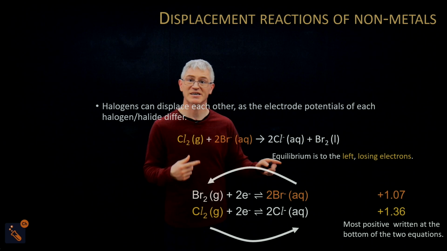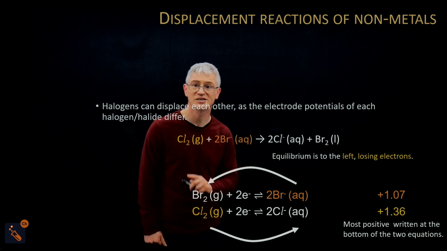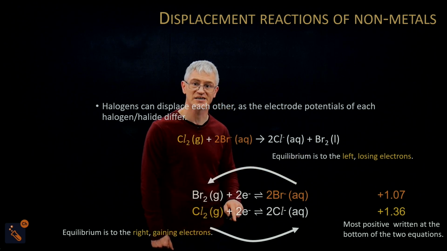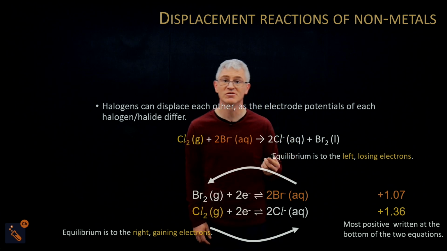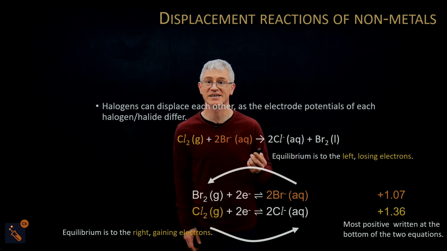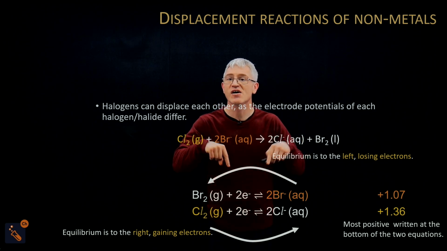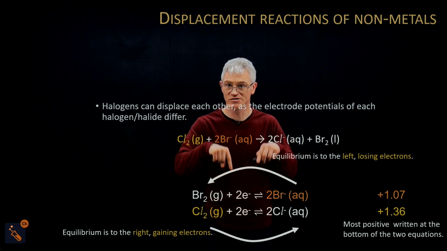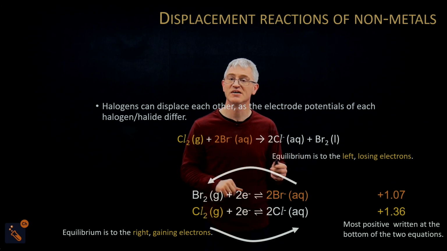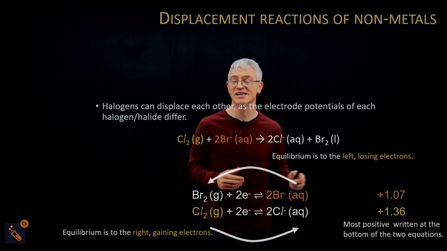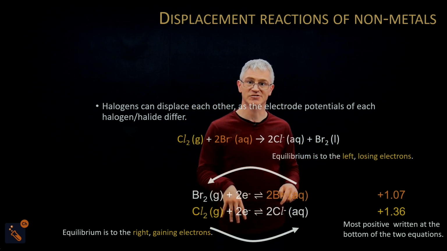So the equilibrium is to the left on this one because it's losing electrons, and the equilibrium is to the right because we're gaining electrons on the bottom. So when you're doing questions about this, they want you to talk about the equilibrium being to the left or the right. And because it's always written as reduction, you need to refer to it as the left or the right when you're referring to the reduction half equation, as in written like this, gaining electrons all the time. So if I say the equilibrium is to the left, I'm stating that it's losing electrons. If the equilibrium is to the right, it's gaining electrons.